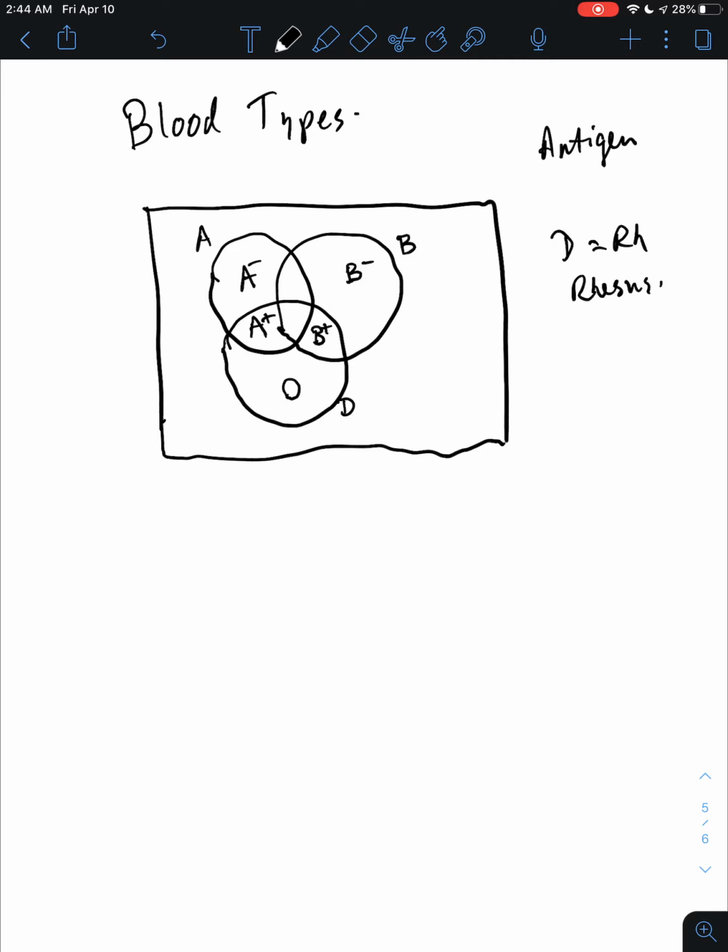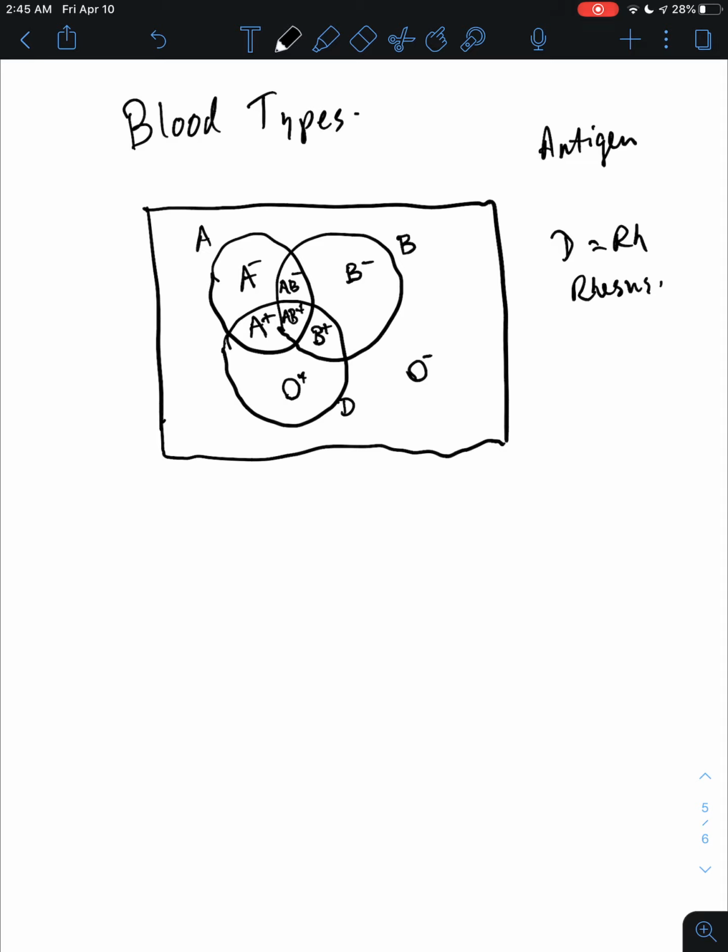And then there's those who have both A and B factors. We're going to put the ABs here, AB, AB. And as usual, without the D factor, you get a minus. With the D factor, you get a plus. And we'll put a plus here for the O positive, and out here is O negative. So this is our blood type classification. These symbols, A plus or minus, B plus or minus, AB plus or minus, and O plus or minus are given to the 8 regions of this Venn diagram.